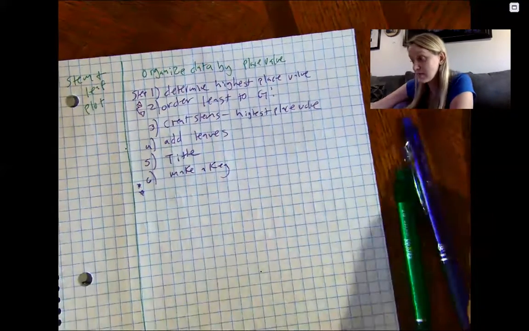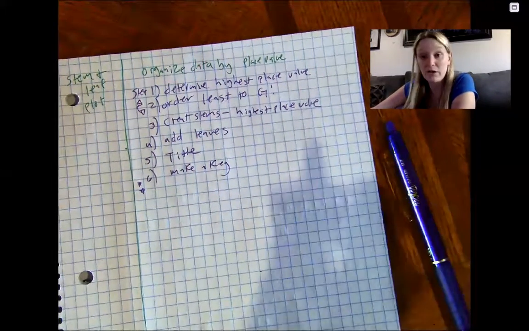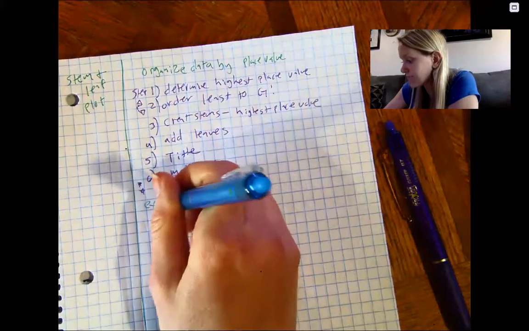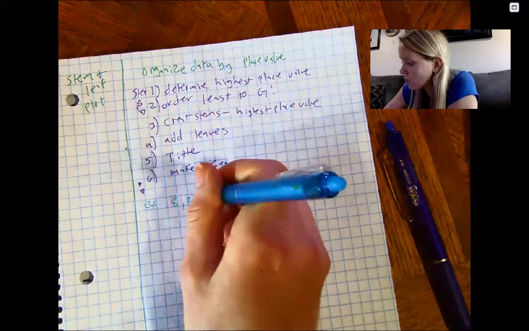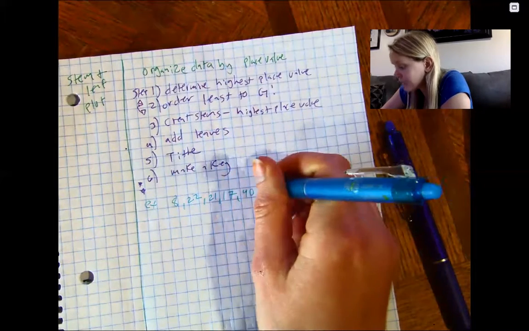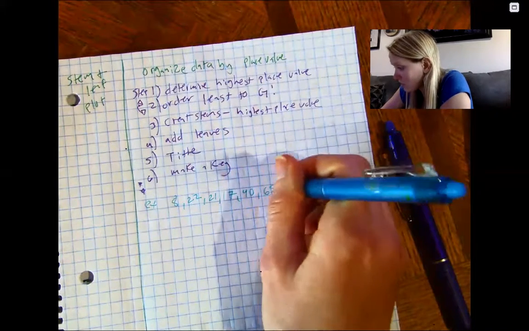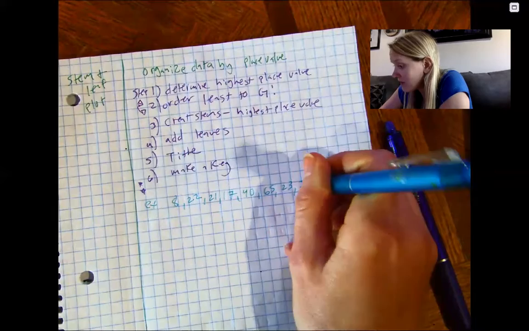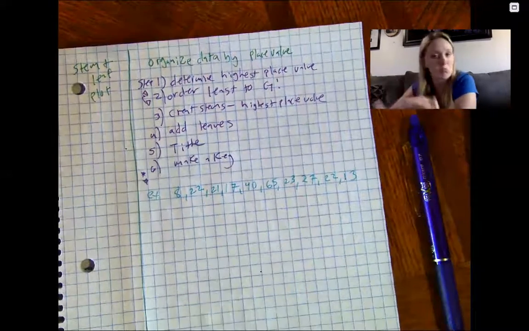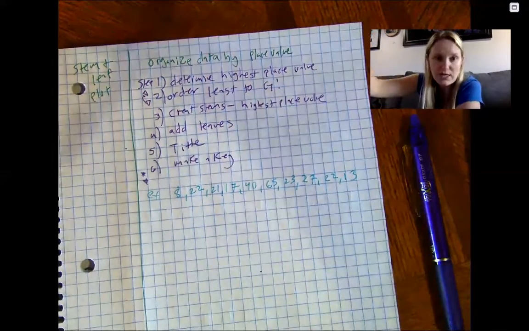So let's pretend I did ask that question. What are people's ages at Fred Meyer? Let's say they are 8, 22, 21, 17, 40, 65, 23, 27, 22, and 13. Those are the random ages. There's no reason I picked them. I'm just trying to go fast.